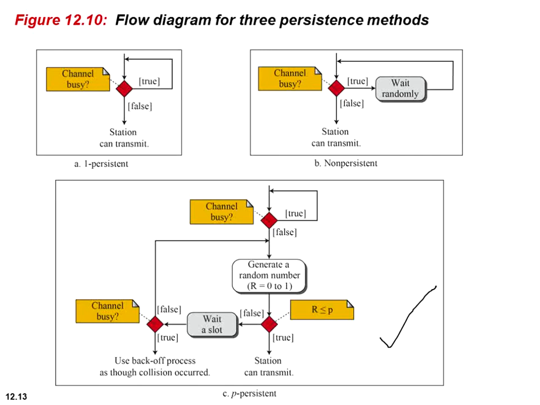Here, if the line is idle, it goes to step 1, and if the line is busy, it acts as though a collision has occurred and uses the back-off procedure.